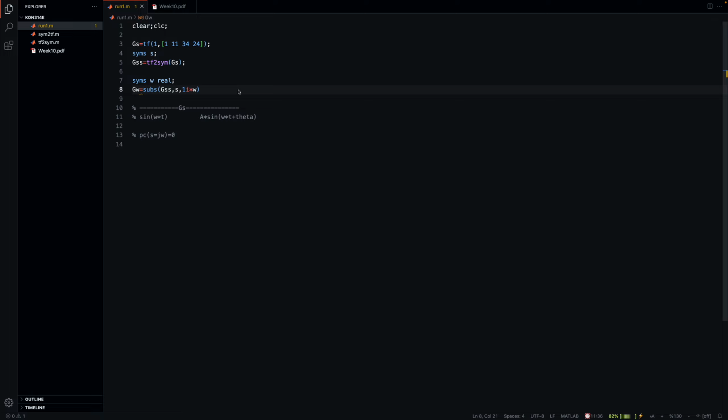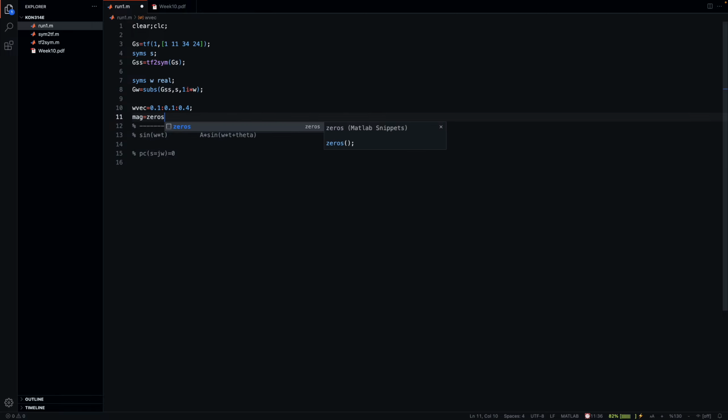This will tell us, hopefully, much about the system. So if we do the substitution, we need a certain vector, omega vec, let's say 0.1 up to 0.4, for example. Now, therefore, we will have g omega here, and this will give us a magnitude, zeros size of omega vec, and of course a phase, so zeros size omega vec again.